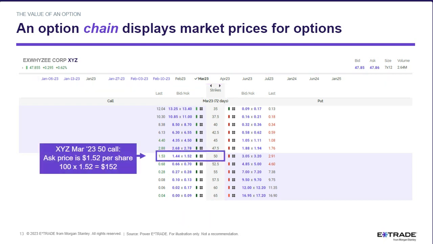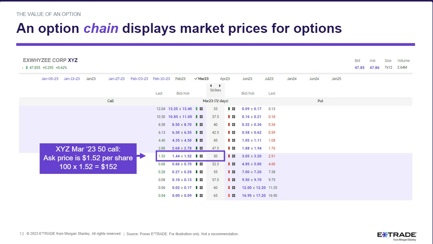So I'm zooming in on the 50 strike price, and that price there is $1.44 bid, offered at $1.52. And so remember, we use a 100 multiplier. So if you were to buy that option at the market right now, the offer price or the ask is $1.52 or $152. Pretty simple, right?